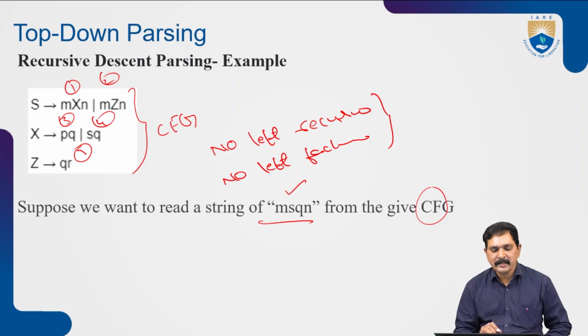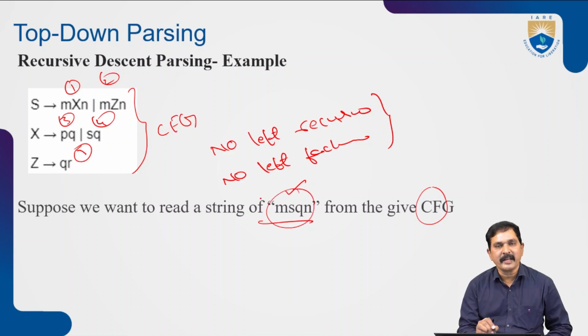Suppose at some stage you feel you are unable to get this kind of string, you may apply backtracking also, recursive descent parsing with backtracking. Definitely you will get the answer. So this exercise is left for you only. With that we get some problem idea: how to get the solution of this particular grammar using recursive descent parsing with the backtrack mechanism, and how you construct the parse tree for achieving this particular input string MSQN.